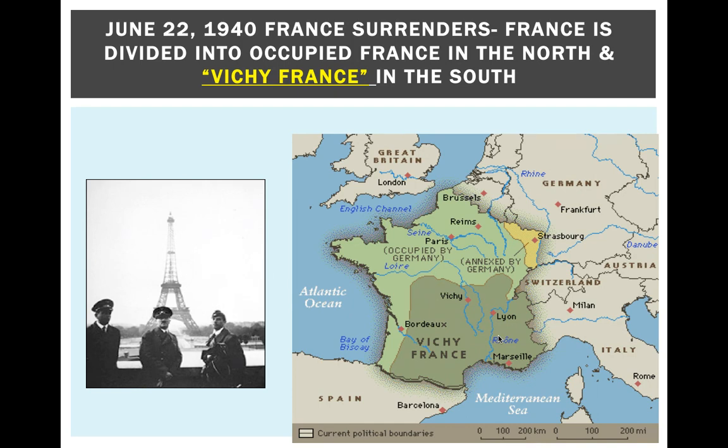France is divided into occupied France in the north, up here, the lighter green, and Vichy France here in the south. Now, Vichy France was a puppet government run by Henri Pétain. A puppet government meaning pretty much if you were loyal to the Nazis, they weren't going to mess with you that much. They controlled it. It was an annexed area, but Hitler sets up a puppet government to run things as is.